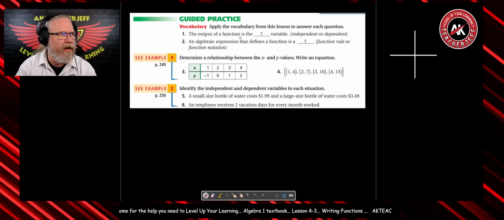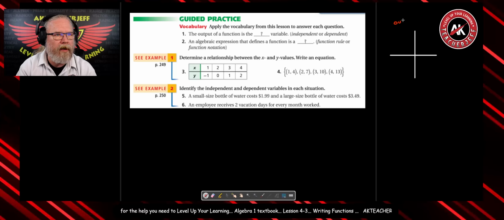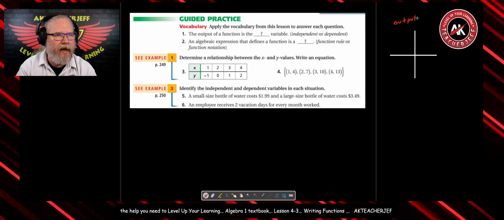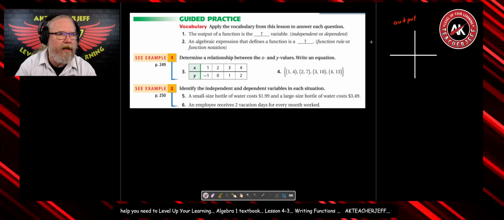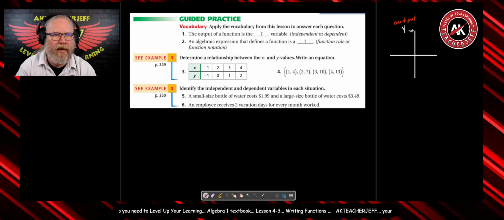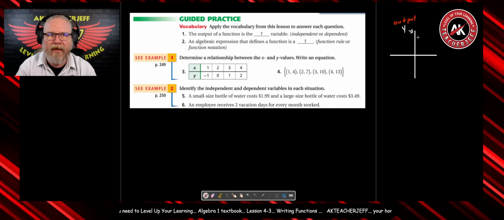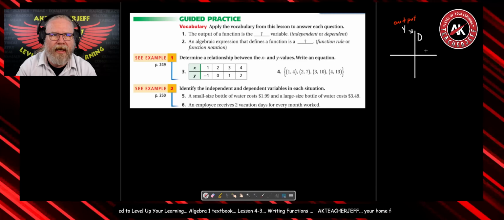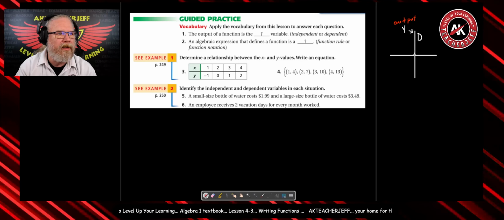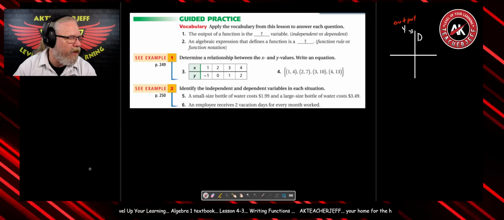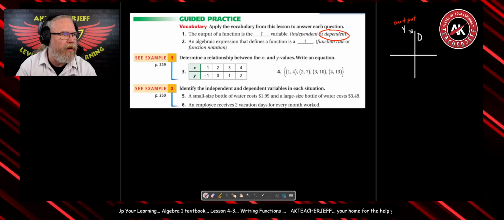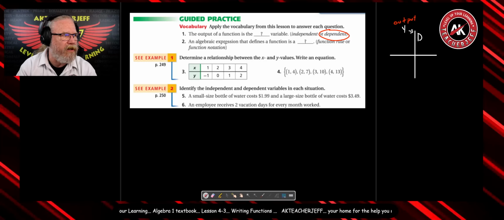And the y values, the output, right? Output. And I am in red. Let me go back to white. The output is also known as our y values, which is here. And what is it that can hang on there? It's the d that can hang on the y-axis. So we know that it is indeed the dependent variable that is the output of a function.